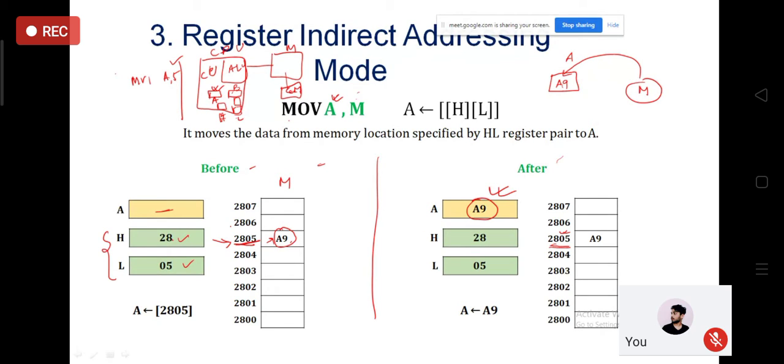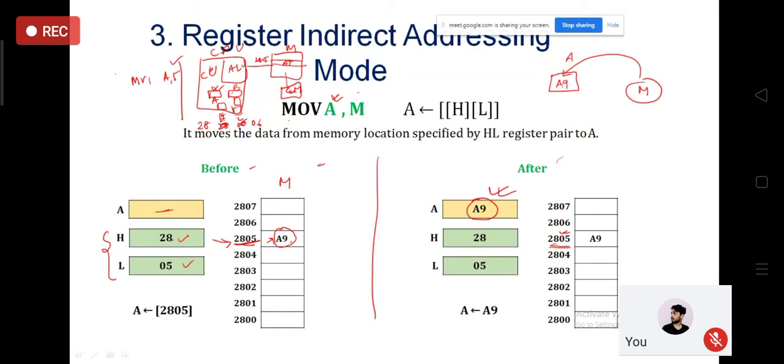Yes, ma'am. Okay. So in the HL register pair, suppose you have 28 and then another have 05. So collectively you can say now the pointer is indicating the 2805 location of the memory. So if you think of the memory like this, here at the position 2805, this A9 is there.